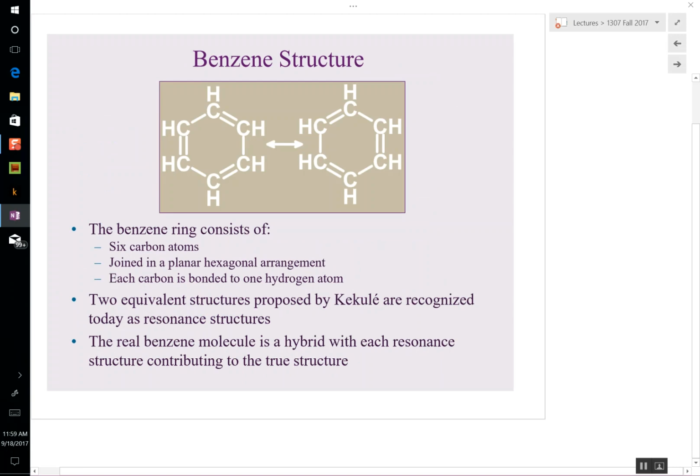You can see that I could draw a double, a single, double, single, double, single here, or I could start single, double, single, double, single, double. I could draw two different structures for this same molecule, benzene, and we call those resonance structures. Those are identical and probably not what real benzene is, the sum total or the average of those two right there. It's a little bit more like this.